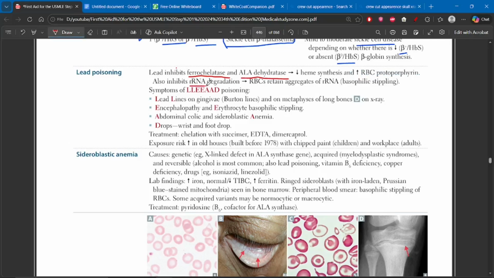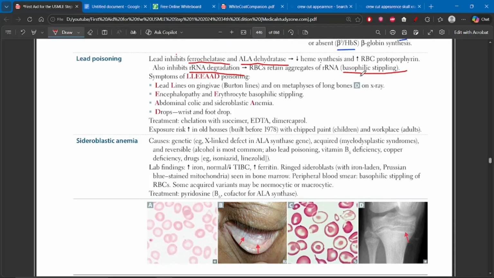It also inhibits rRNA degradation. So what it does is that the RBCs retain aggregates of rRNA, so it causes basophilic stippling. That is the reason why basophilic stippling occurs. I've also explained this in my previous video. Because RNA fragments are basophilic, when they remain in the RBCs, they can cause a specific dotted appearance, a basophilic dotted appearance.